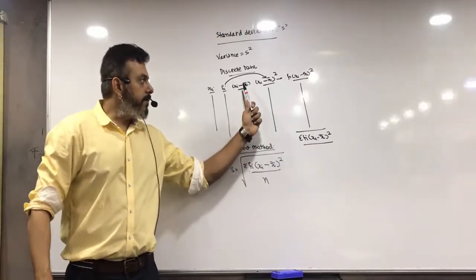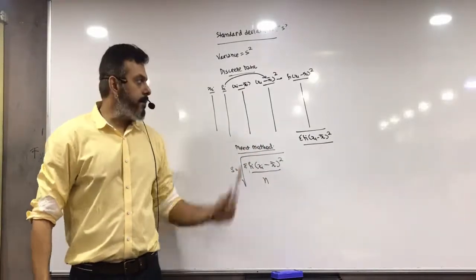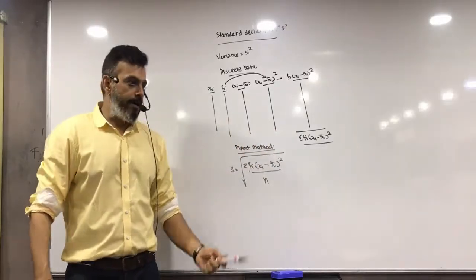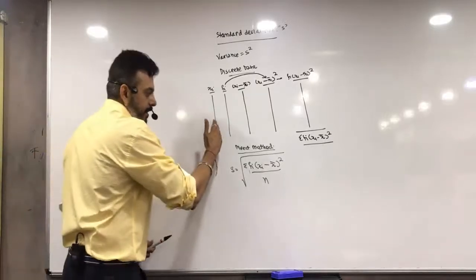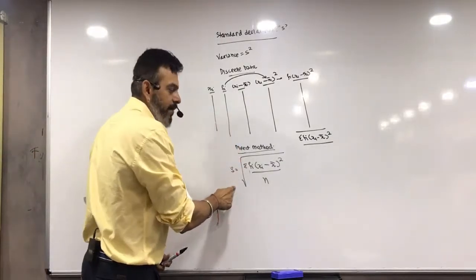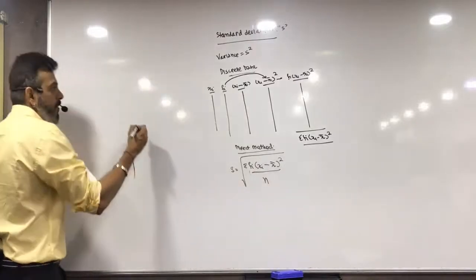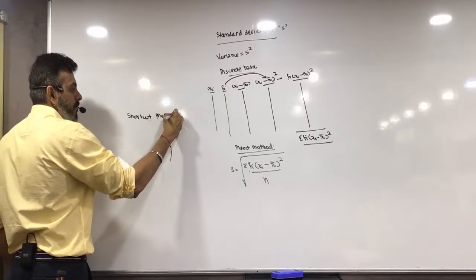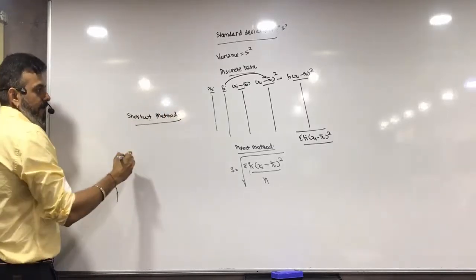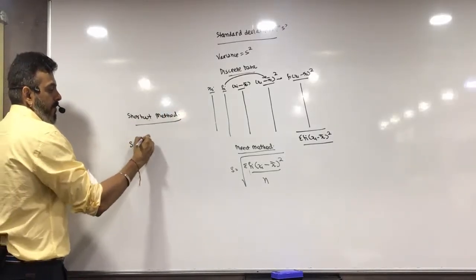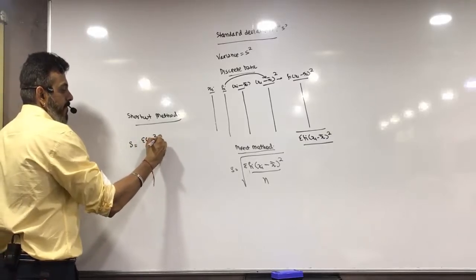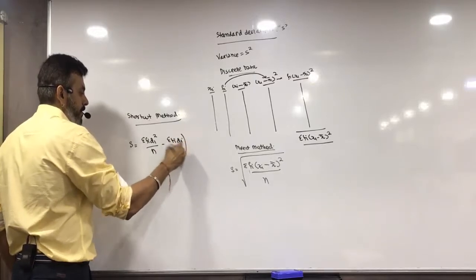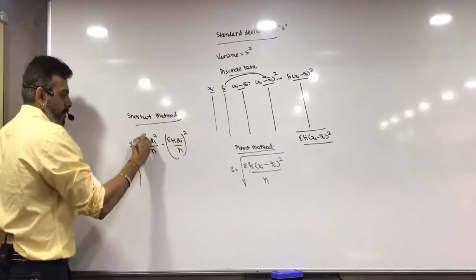Again, if the mean is a fraction, then things become very difficult because you will have decimals, and then the square of decimals. So in case of discrete data, we generally don't use the direct method. We will go for the shortcut method, which is most widely used and very easy. The formula is the square root of sigma fi di square upon n minus (sigma fi di upon n) the whole square.